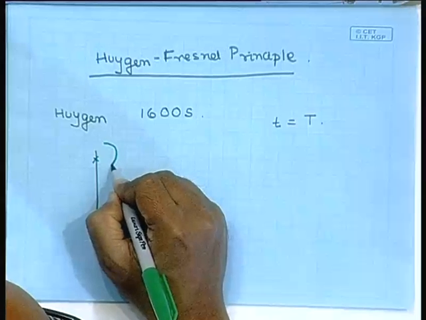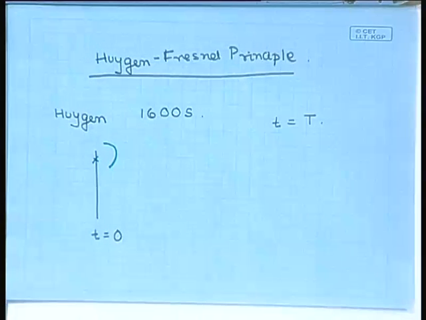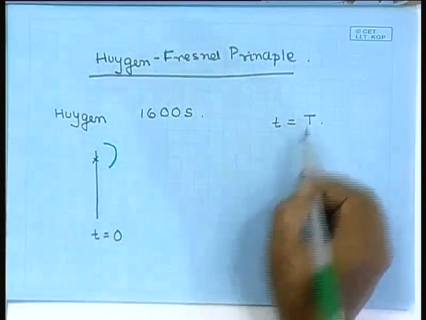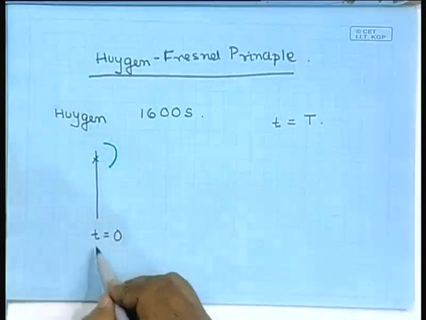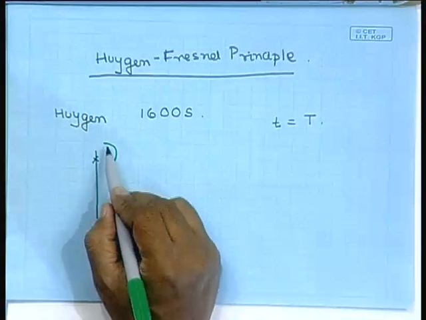So, at a time capital T, the secondary wavelet emitted from this point will, each source emits a spherical secondary wavelet. So, at a later time capital T, the wave which was emitted from here at a time t equal to 0 will look like this.